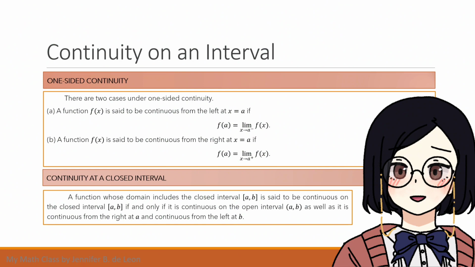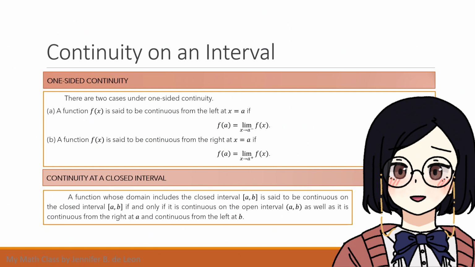Okay, now this leads us to the definition of continuity on a closed interval. A function whose domain includes the closed interval from a to b is said to be continuous on the closed interval from a to b if and only if it is continuous on the open interval from a to b, as well as continuous from the right at a and continuous from the left at b.